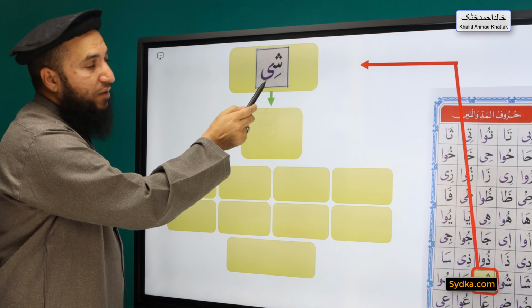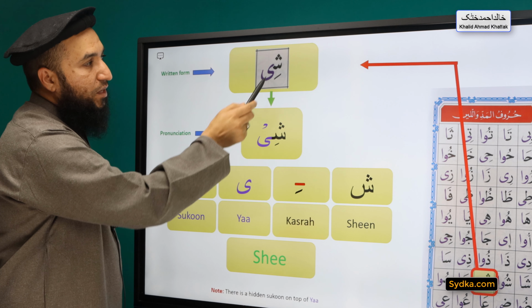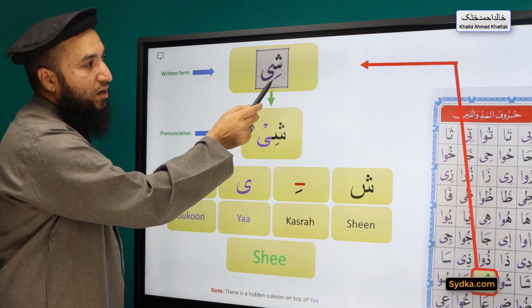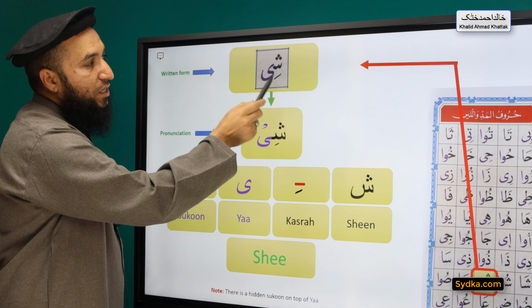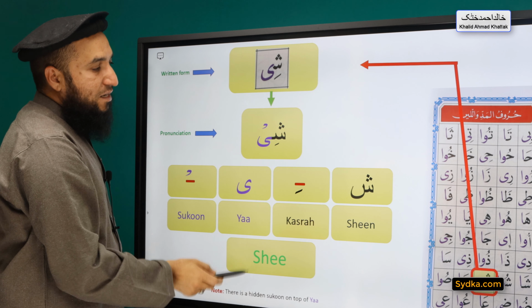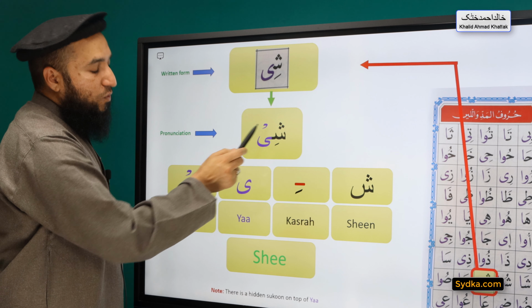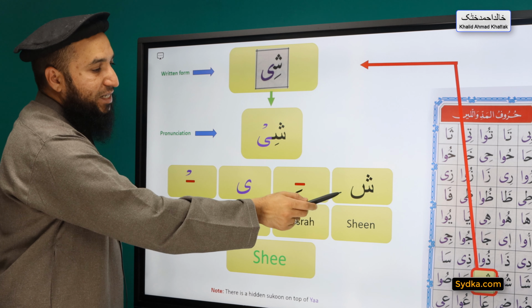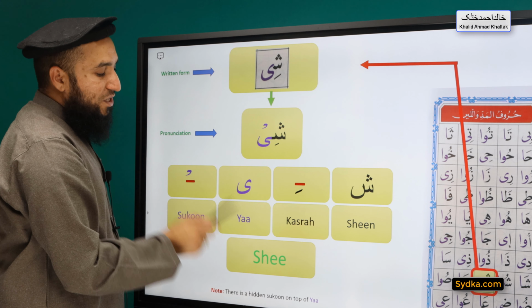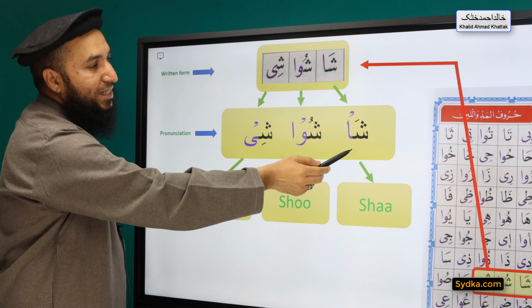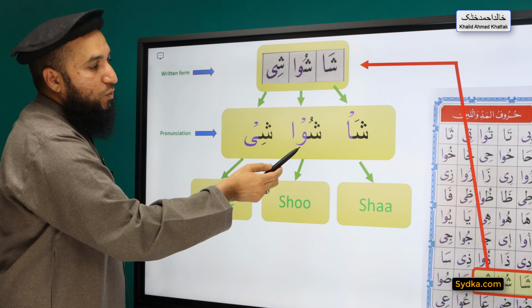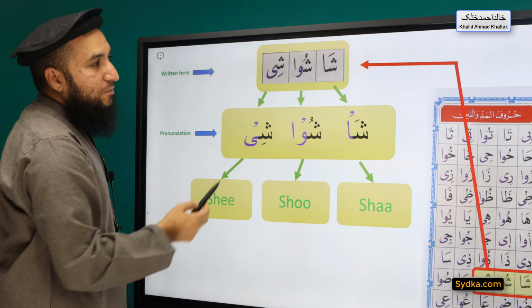So the next syllable we have is Sheen Kasra Ya Sukoon. Sheen is a light letter, it has Kasra underneath, it is followed by Ya, and Ya has hidden Sukoon. Sheen Kasra Ya Sukoon Shi. So now we have all 3 syllables. Sha, Shu, Shi.